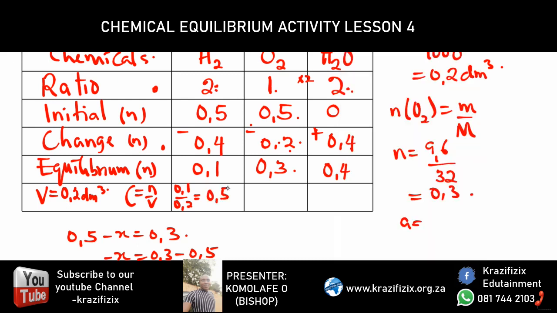And what do I have here? 0.3 divided by 0.2. This will give me 1.5. And I have 0.4 divided by 0.2. That will simply give me 2.